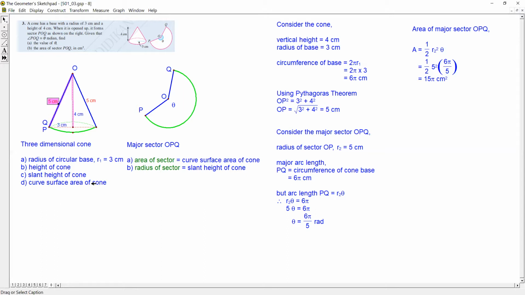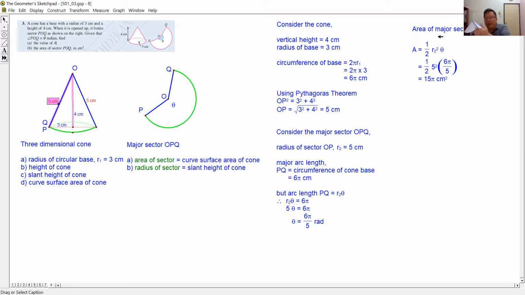The curved surface area of the cone. Now, what do you mean by the curved surface area of the cone? It is the area surrounding the cone here, the top part, not the bottom. The bottom is called the area of base.